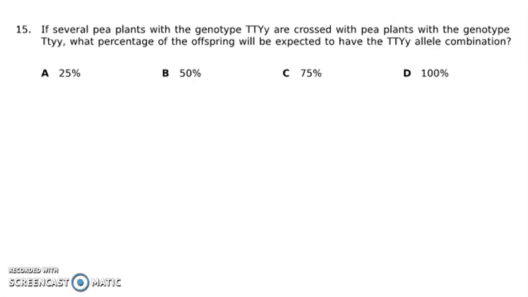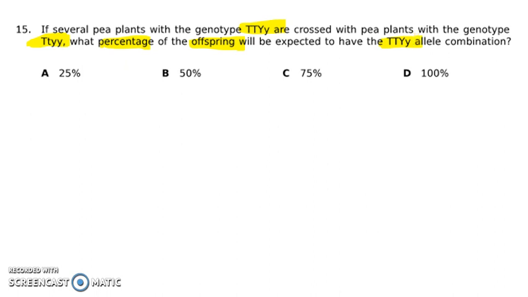Number 15. If several pea plants with the genotype big T, big Y are crossed with pea plants with the genotype big T, little y, what percentage of the offspring will be expected to have the big T, big Y allele combination?